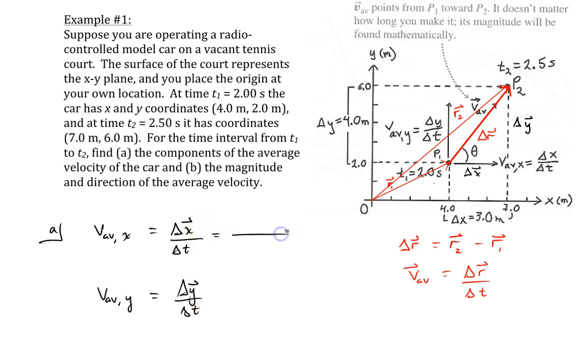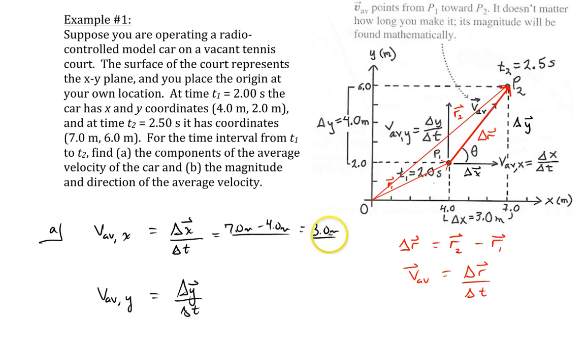So the displacement along the x-axis, well, you can see that it started off at 4 meters horizontally at point 1, and then at point 2, it ends up at a displacement horizontally of 7 meters. So to find the horizontal displacement, it's 3 meters. We got that by doing 7 meters minus 4 meters. That gave you a displacement of 3 meters.